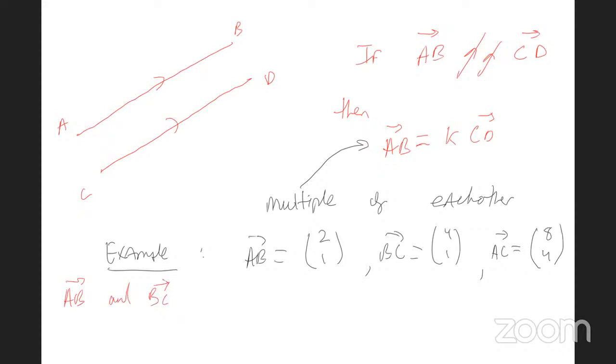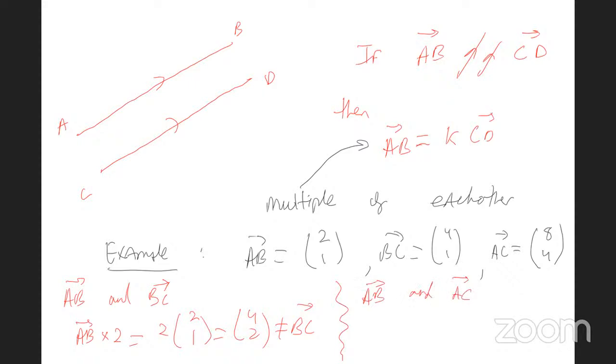Could I multiply anything by AB to get BC? No. If I multiply AB by 2, I'll end up with 2 by (2, 1), which is (4, 2). That is not the same as BC. Therefore, they're not parallel. That's okay? Sabi, you okay with that? What about AB and AC?